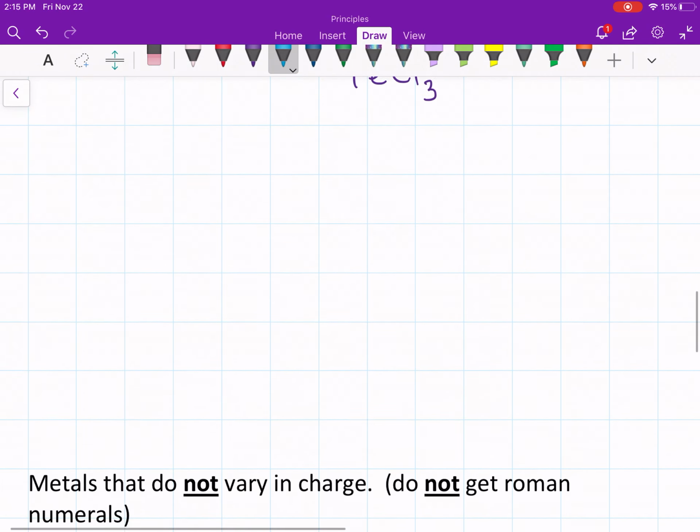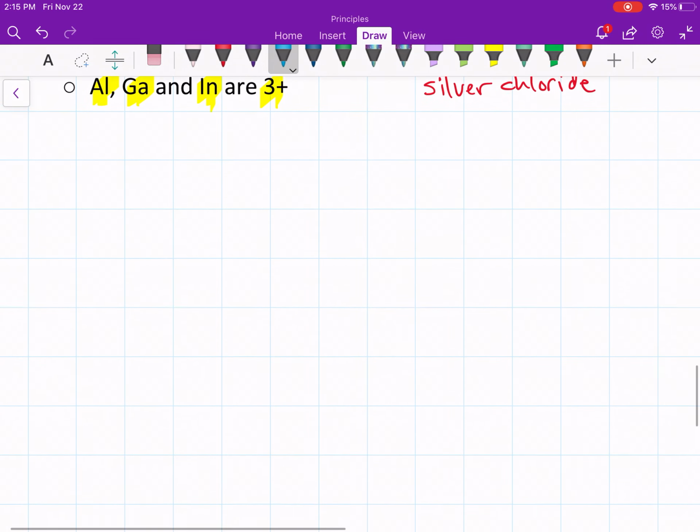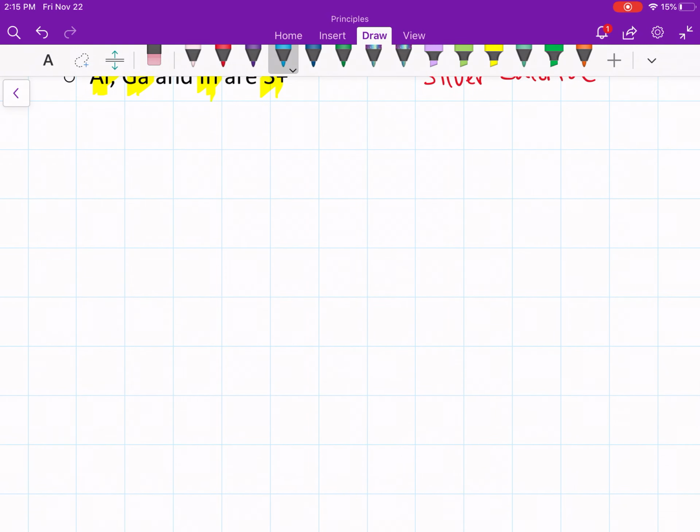So let's go through a little bit of practice here. You can try some. Let's say I'll give you the name and you give me the formula. Let's start with cobalt 3 phosphate. And remember, phosphate is one of your polyatomic ions. So what do you think the formula for that is going to be?